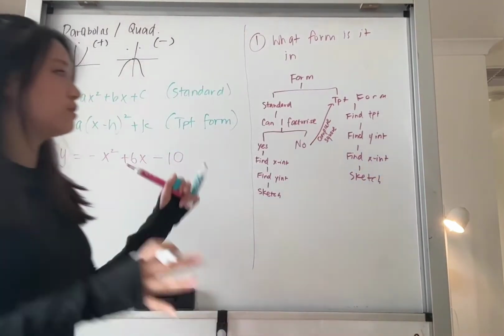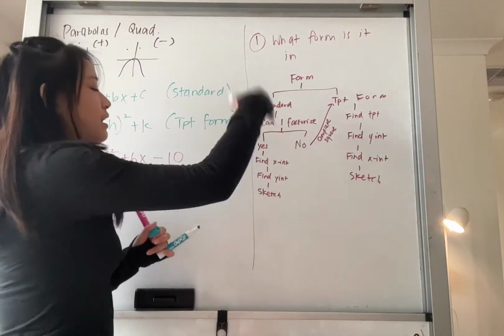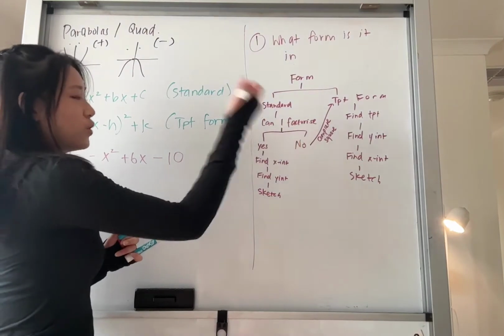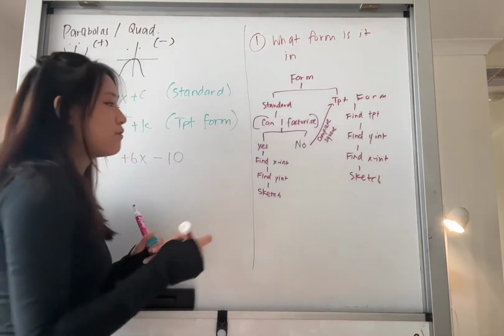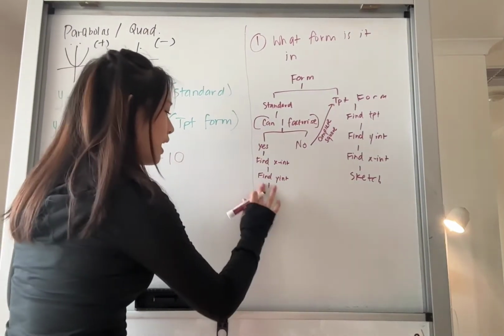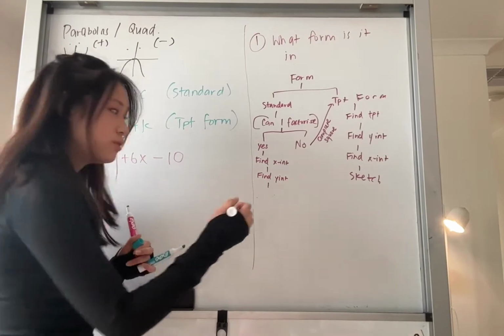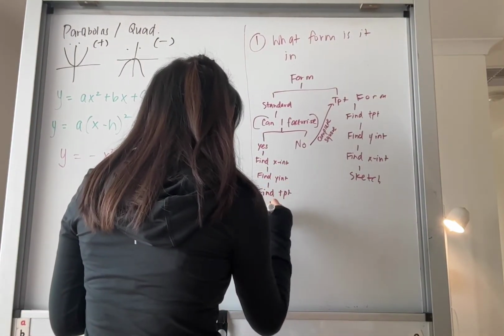So in your head, you should be going through all these steps. Okay, what form is it in? And if it is in this form, can I factorize? Always ask yourself this first, because a lot of students forget this step. If you can factorize, find x-intercept, find your y-intercept. Okay, and I'll go through this as well. Find your turning point, and then you can sketch.